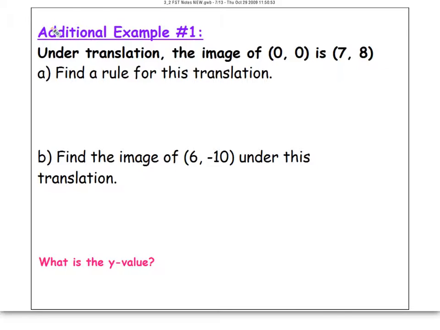Okay, let's come up with the translation rule for this. What if the original ordered pair is 0, 0 and then they move to 7, 8?